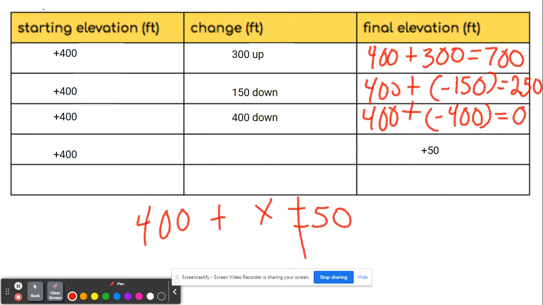I know I can't touch the X, but I can touch the 400. So what's the inverse of positive 400? Well, that would be negative. So if I subtract 400 from this side, I can subtract 400 from this side. And I know I'm going to be left with X equals 50 minus 400, which is negative 350. So what was my change here? My missing value was negative 350, which would actually be written as 350 down.